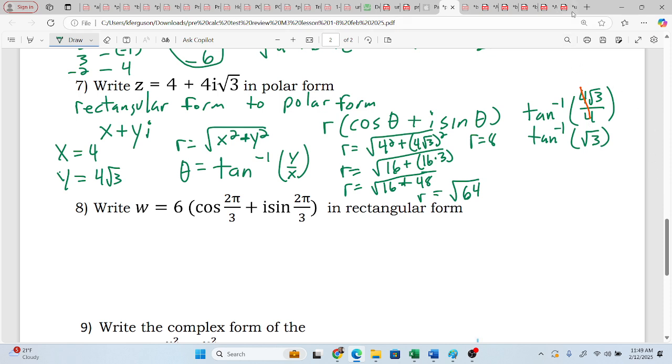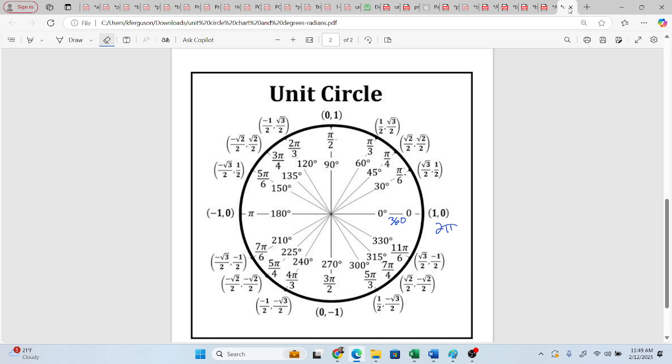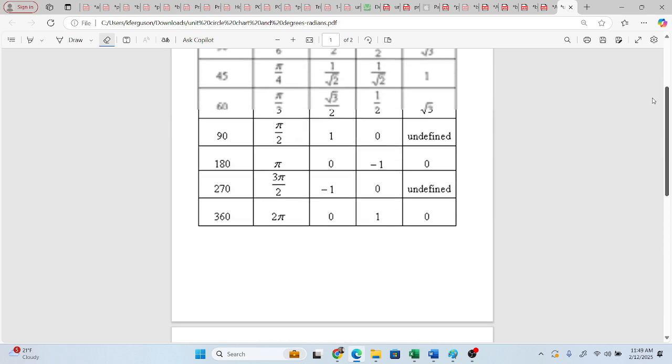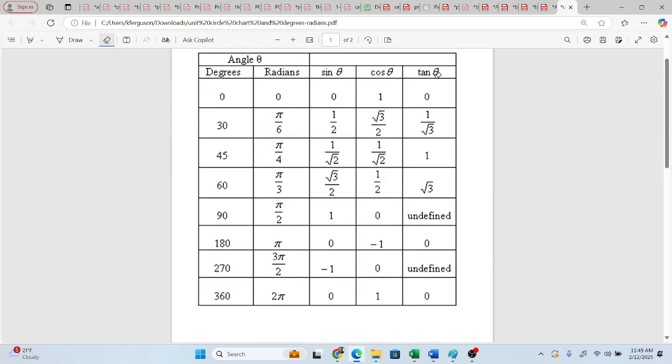I gave you guys unit circle charts, that if we go up and look for the tangent of, you know what, let's not use that.